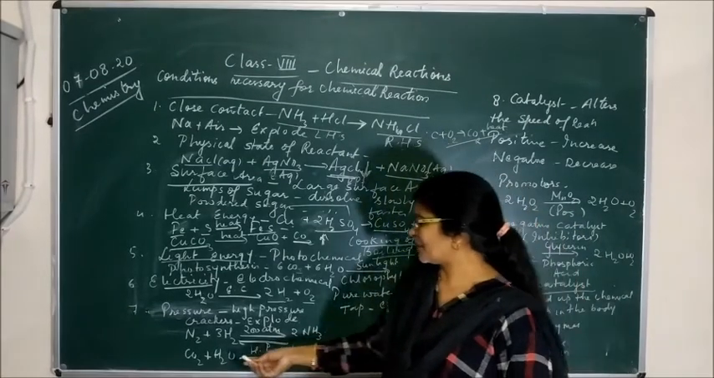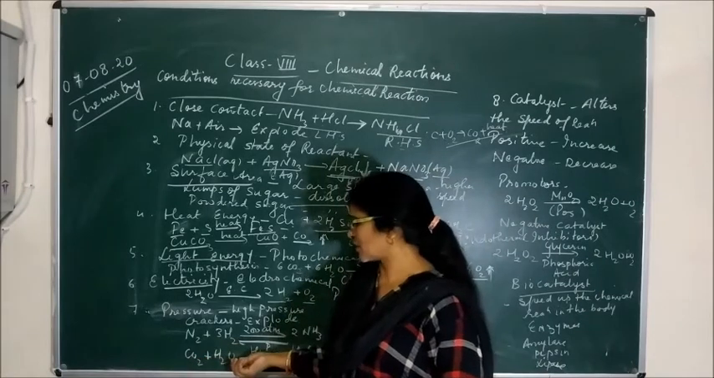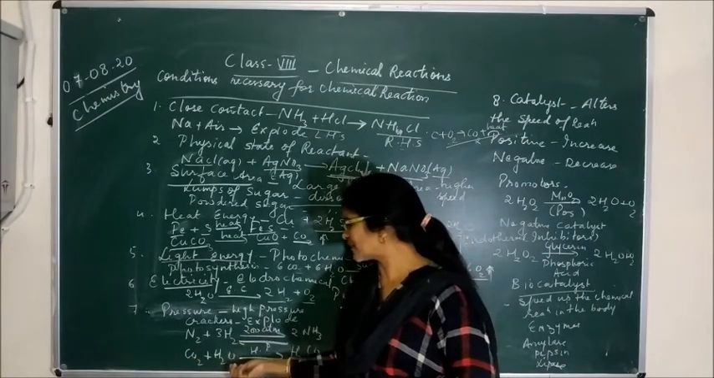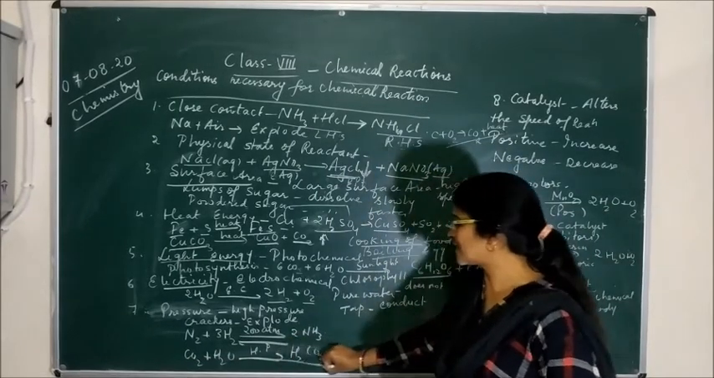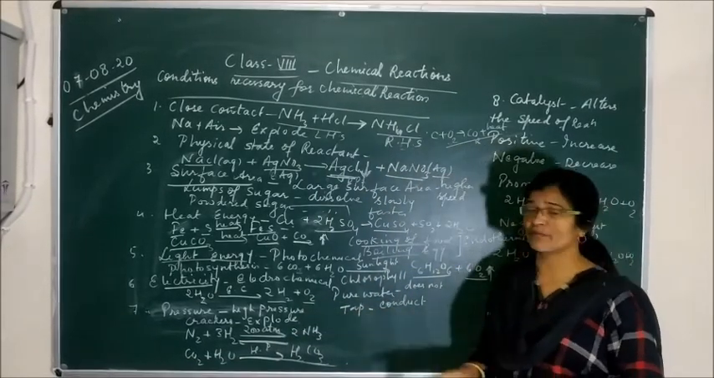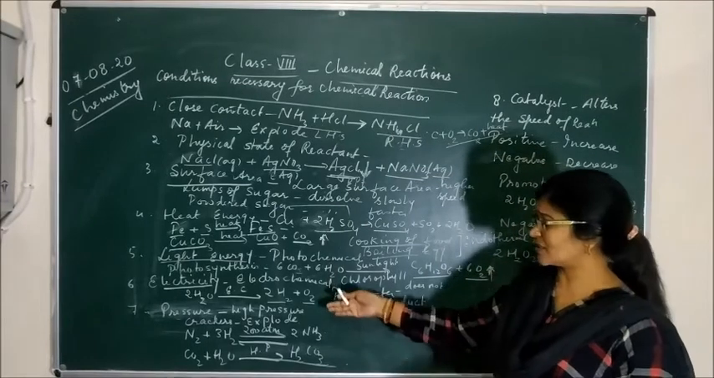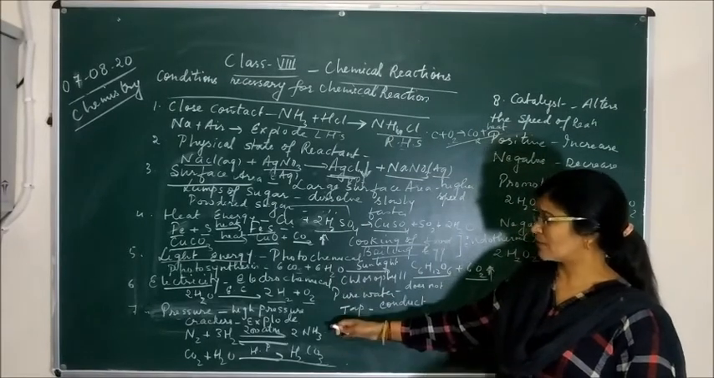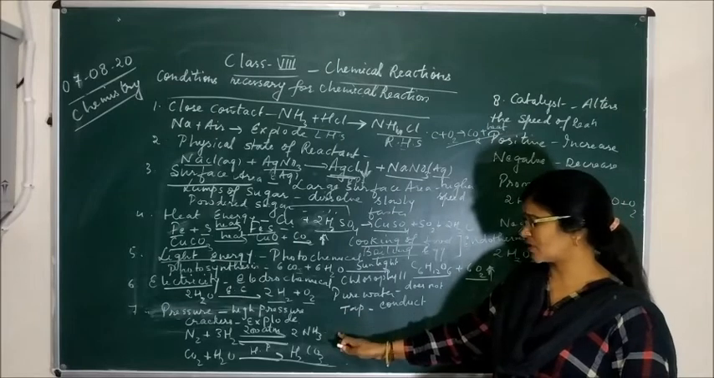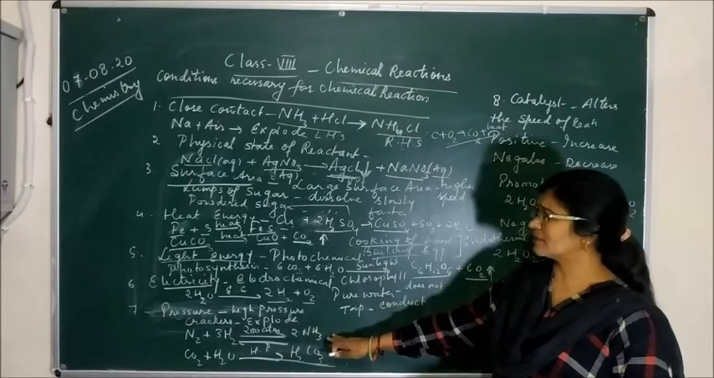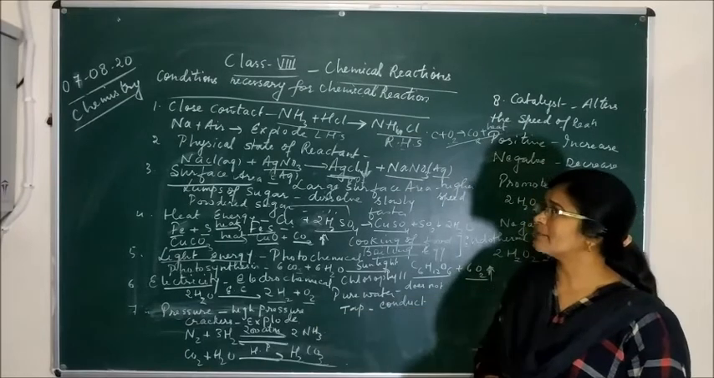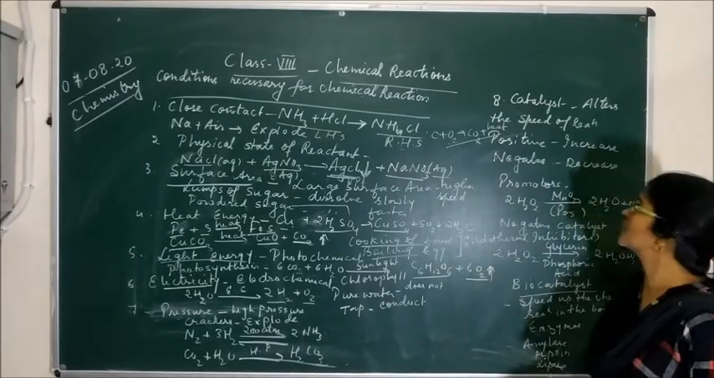Another example is carbon dioxide when mixed with water. Carbon dioxide mixed with water forms carbonic acid, which is also formed under high pressure. So these are the reactions which I have just told you: the Haber-Bosch process for the formation of ammonia, and carbonic acid, another process. They are formed only under high pressure. So this is also one of the conditions.